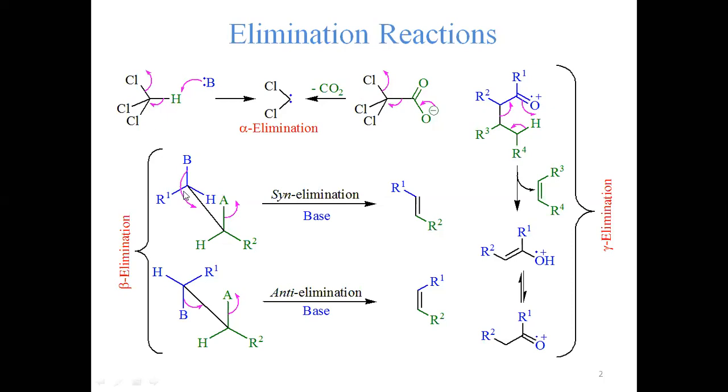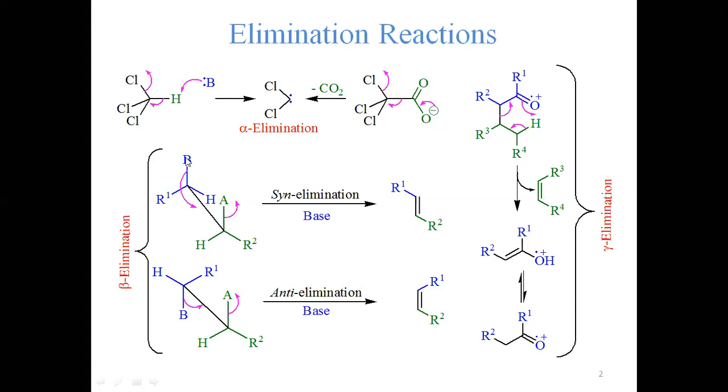If two leaving groups are beta to each other, that we also call adjacent to each other. Look at these: they are two bonds away. Hydrogen, carbon, one bond, carbon, Cl, second bond. If two groups are two bonds away, in other words if they are alpha to each other, attached to the same atom, it is alpha elimination. These are three different ways of defining elimination.